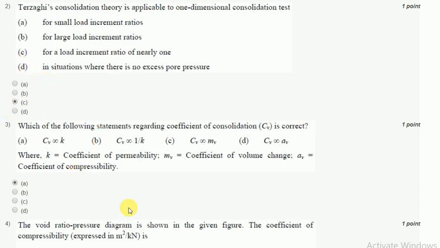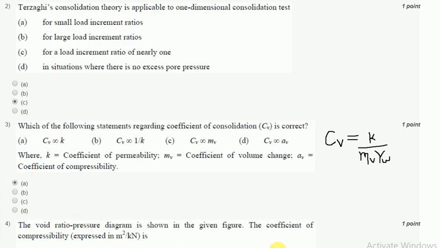Now move to question number 3. Which of the following statements regarding coefficient of consolidation is correct? This is the formula: Cv is equal to K by mv into gamma w. That means according to the options, Cv is directly proportional to K. That means option A will be the correct option. You can go with option A.